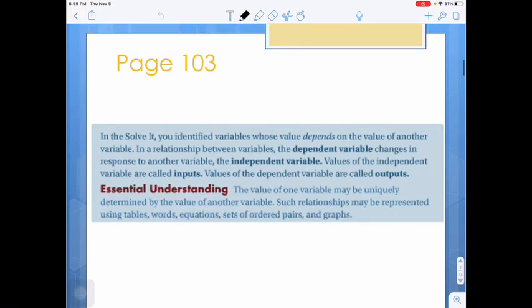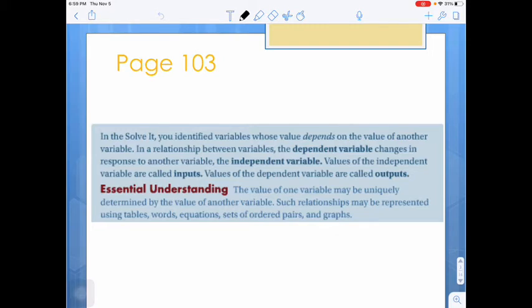On page 103, in the Solve It, you identified variables whose value depends on the value of another variable. In a relationship between variables, the dependent variable changes in response to another variable, the independent variable. Values of the independent variable are called inputs. Values of the dependent variable are called outputs. An easy way to remember that is independent is input. They both start with "in."